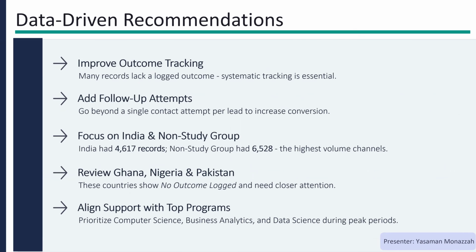Okay, thank you. I'll take it from here and go over the main recommendations. First, improve outcome tracking. Many records do not have a clearly logged outcome, so stronger tracking makes the admission process easier to monitor. Second recommendation is to add follow-up attempts, since patterns show that one contact is not enough. Next, India and non-study groups should remain a priority, as these are the highest sources of applicants in the data. Next recommendation is to have more consistent follow-up in Ghana, Nigeria, and Pakistan, as these show weaker outcome tracking. Finally, support top programs such as computer science, business analytics, and data science during the peak periods.